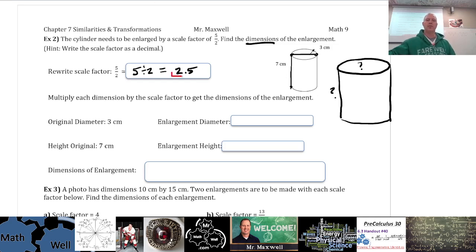So we've got a decimal, which is nice and easy to use on the calculator. Then what we want to do is we want to multiply each dimension by the scale factor to get the dimensions of the enlargement. Really easy, really, really easy. So the original diameter is 3 centimeters. And so what we're going to do is we're going to multiply 3 times 2.5. And that becomes 7.5. And specifically, it's 7.5 centimeters. So the diameter of the new one over here is now known, and that is 7.5 centimeters.